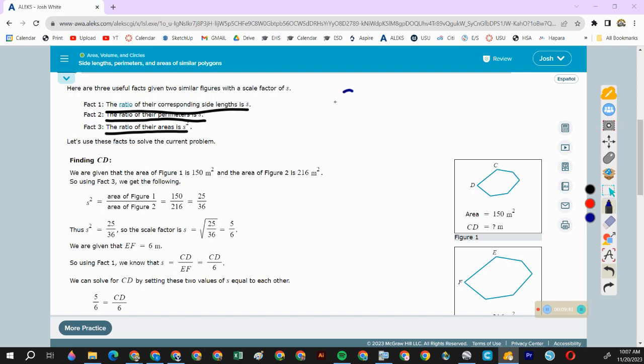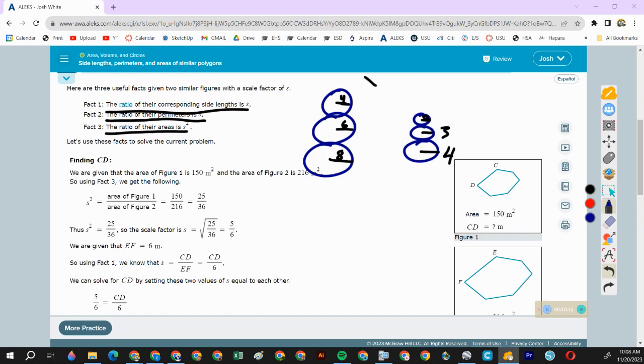So, if I had a snowman and a smaller snowman drawn on my paper, if this radius was 4 and this radius was 6, and this radius was 8, and this radius was 2, how big would that radius be? 3. And how big would that radius be? 4. Because this snowman is exactly twice as big as that snowman. Now that's true for every one-dimensional measurement.